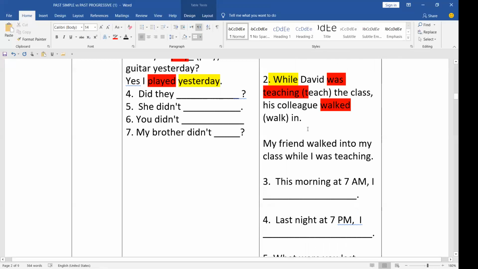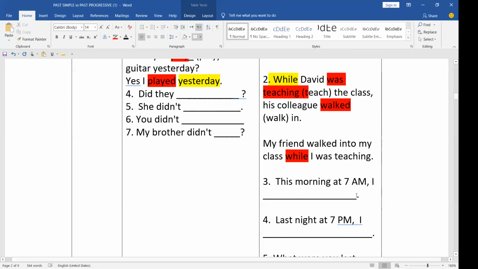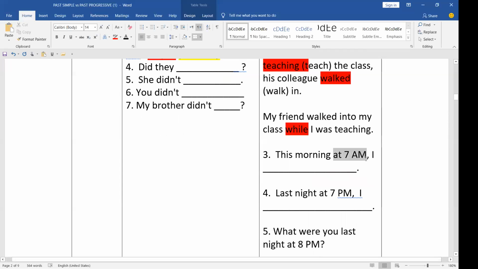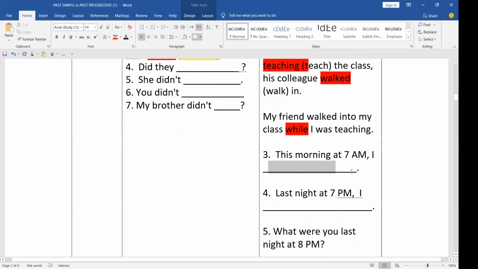כי while, מה שבא אחרי while זה מה שקובע. while זה הביטוי זמן. אוקיי? כאן יש לנו את הביטוי זמן של at פלוס זמן. This morning at 7, אני תמיד אומר לכם את זה. This morning at 7 a.m., what? What were you doing? And say I was what? I was sleeping.